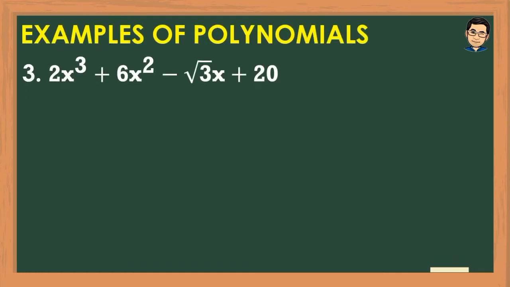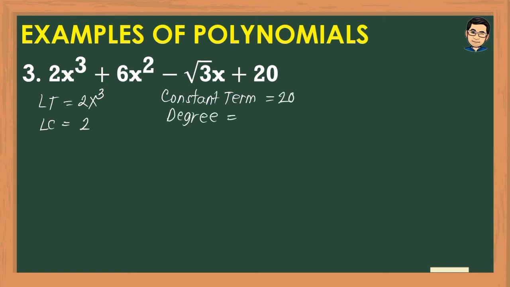What else? 2x cubed plus 6x squared minus square root of 3 x plus 20. The leading term is 2x cubed, and the leading coefficient is 2. The constant term is 20, and the degree of the polynomial is 3.